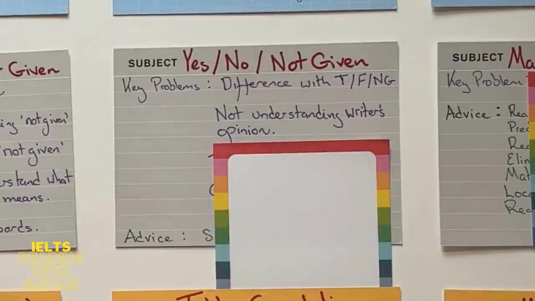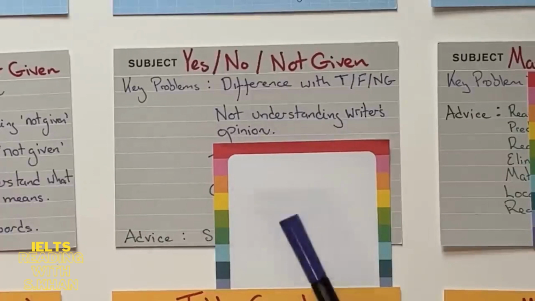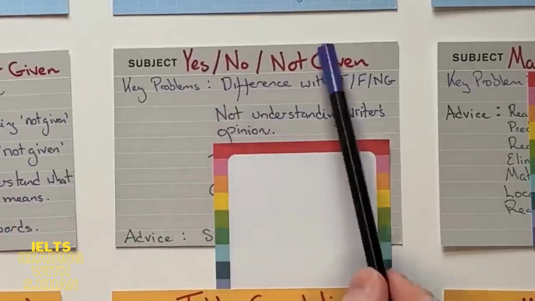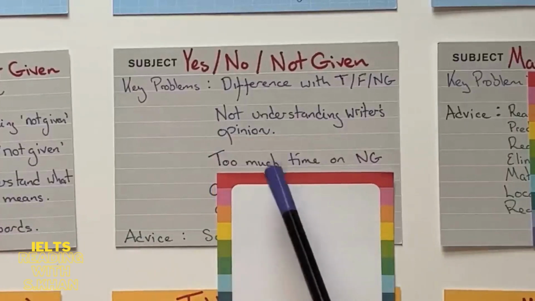So that brings us on to our second problem, not understanding the writer's opinion. Because if you are just looking for facts and you haven't trained yourself to look for what the writer is saying or what the writer believes, then you're never going to be able to decide if it is yes, no, not given. Similarly to true, false, not given, too much time looking for something that's not there.